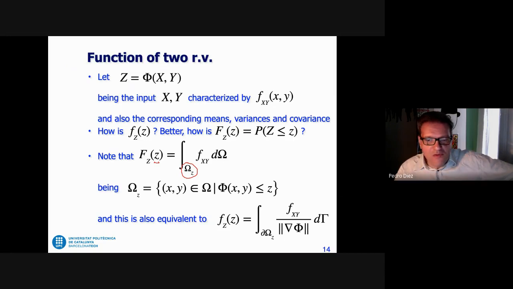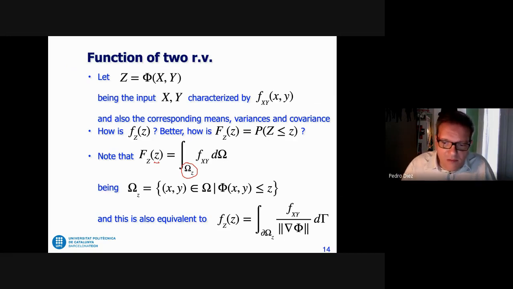So we want to compute the probability of capital Z being lower than some value z, and this is the probability of the original points (x, y) having phi of (x, y) lower than z. So that looks logical. This is the definition of the cumulative distribution function of Z.